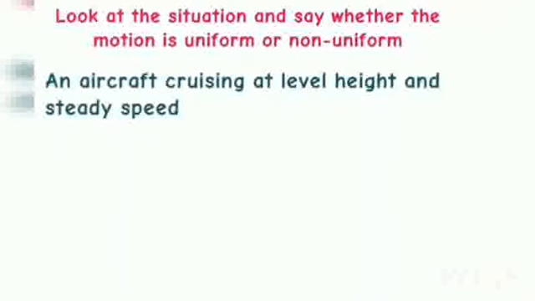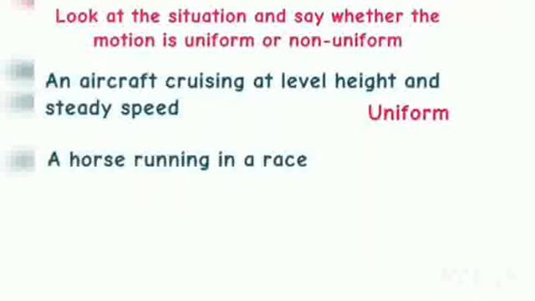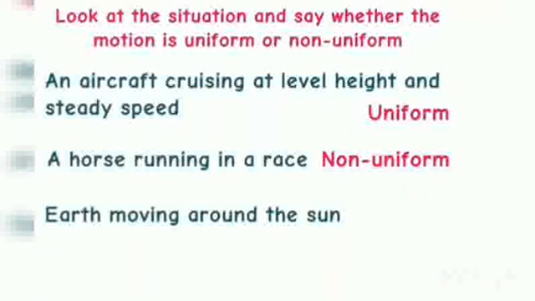An aircraft cruising at level height and steady speed. Uniform. Steady means constant. A horse running in a race. Non-uniform. Earth moving around the sun. Uniform.